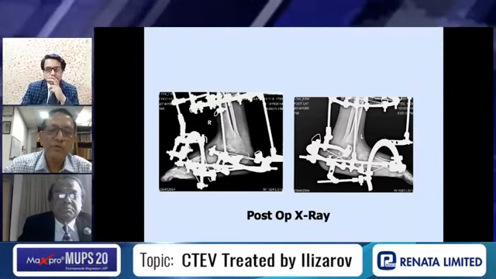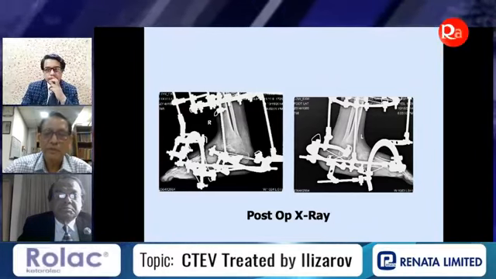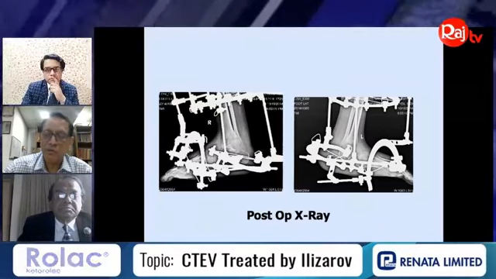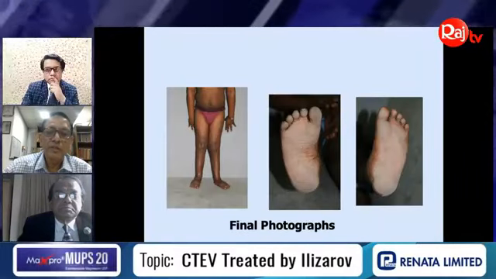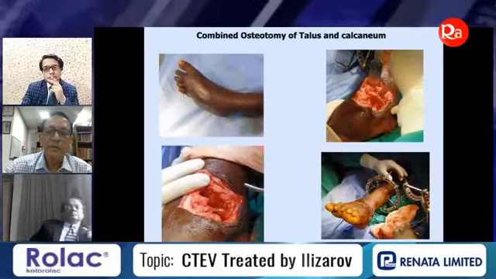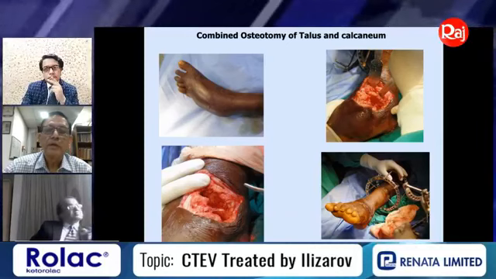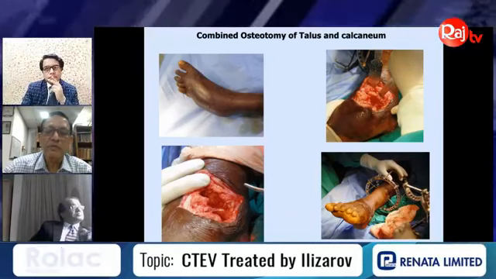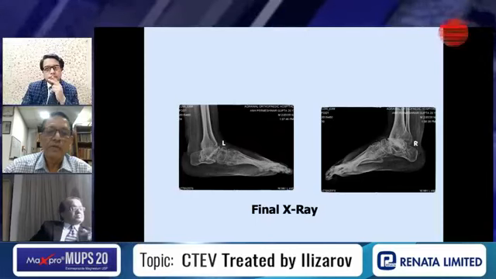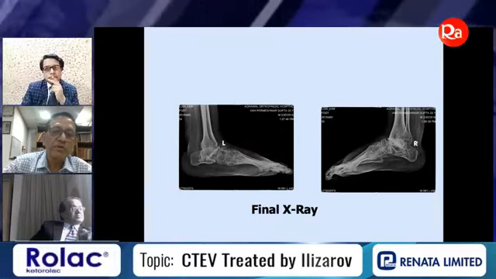So what we have done is a V osteotomy, because it's very severe. And you can see how beautifully the foot is there. You can see the osteotomy through the talus and calcaneus. So we have done that, and you can see that here we have done the V osteotomy.